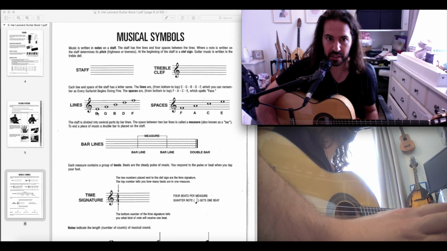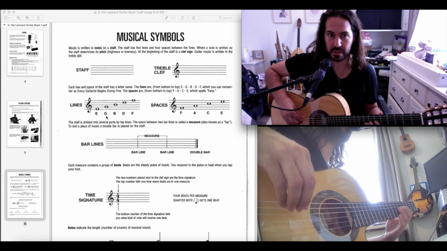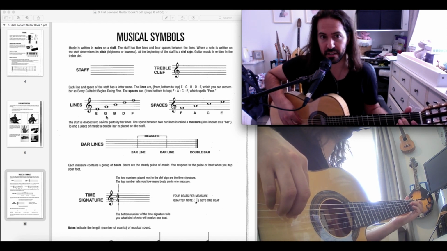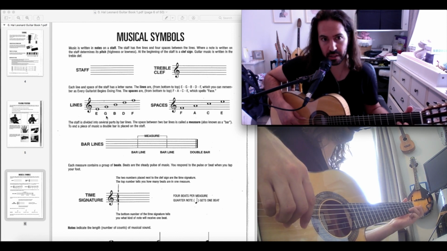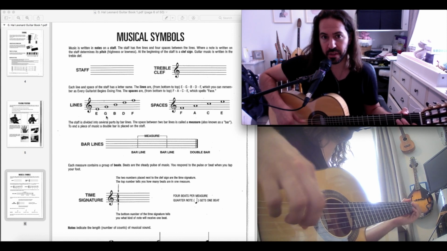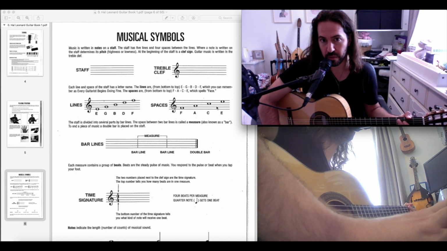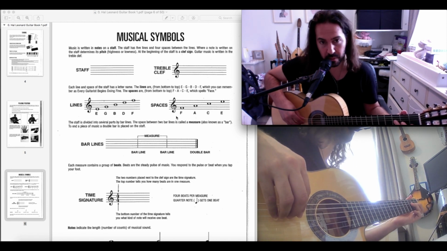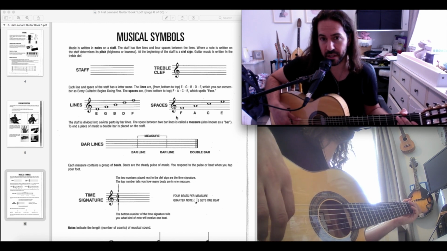We saw that the lines get the letters E, G, B, D, F, and each one of those letters, as it goes higher, the sound it makes goes higher. E, G, B, D, and F. And then the spaces also had names from bottom to top. As they go from low to high, visually the sound will go from low to high as well. We had F, A, C, and E.